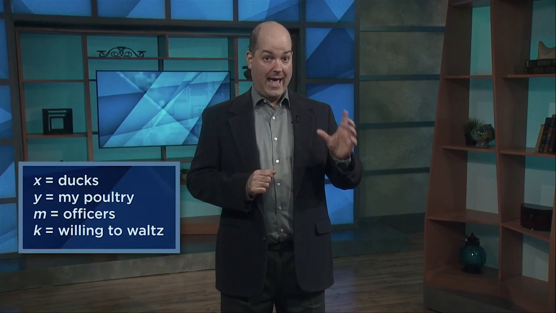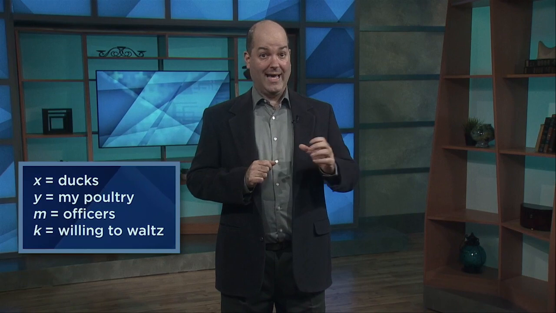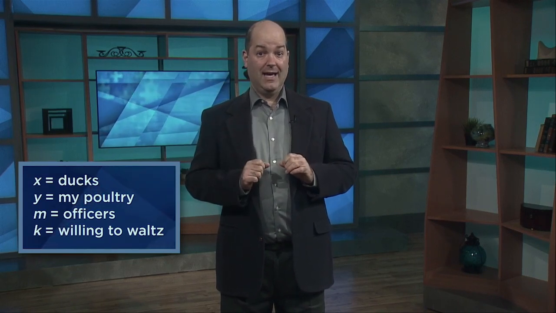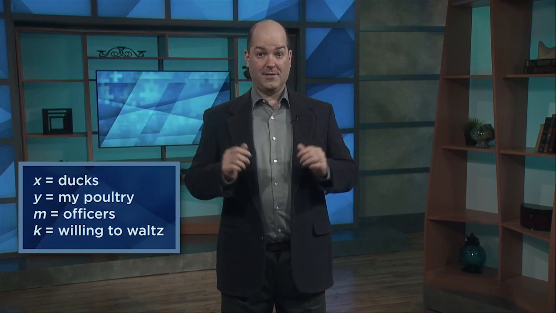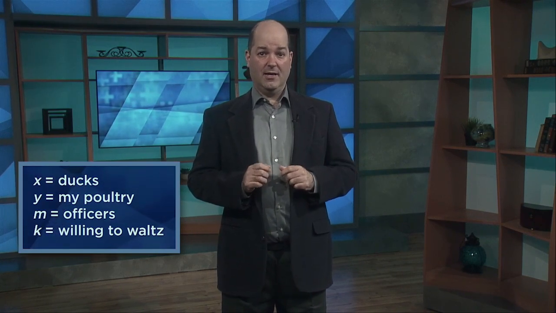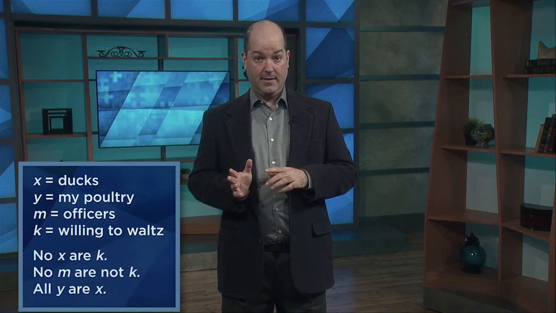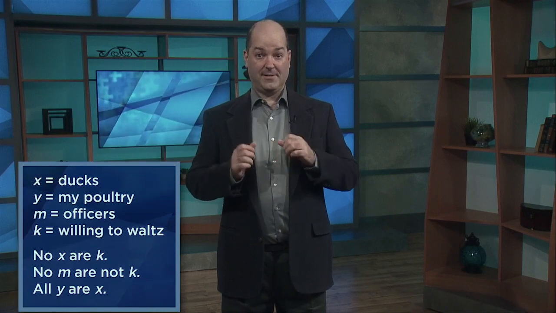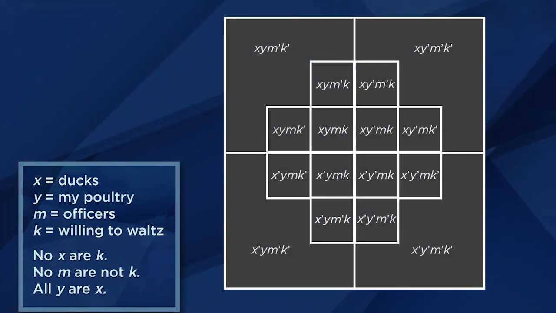We can set X equal to ducks, Y equal to my poultry, M equal to officers, and K equal to willing to waltz. With this notation, our statements become: no X are K, then no M are not K, and finally all Y are X. Here's a diagram we could use to represent the possible ways we can have or fail to have X, Y, M, and K. Keep in mind that a prime next to the letter denotes failing to have that property.